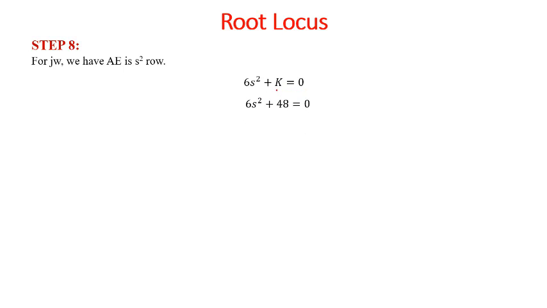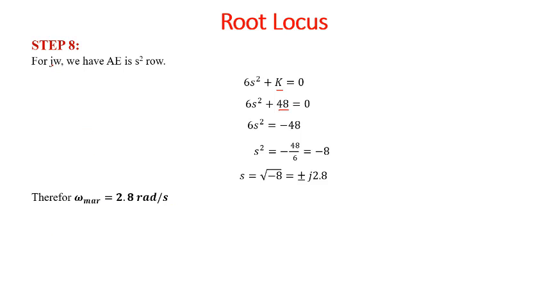Here, whatever K value we got, we are going to substitute, that is 48. So 6S square plus 48 equal to 0. Then 6S square is equal to minus 48. So S square is equal to minus 48 by 6, equal to minus 8. Hence S is equal to root of minus 8, so we get plus or minus j 2.8. When we compare this with plus or minus j omega, this omega equals 2.8 radians per second. Therefore, this is the frequency margin, or the frequency range for stability.